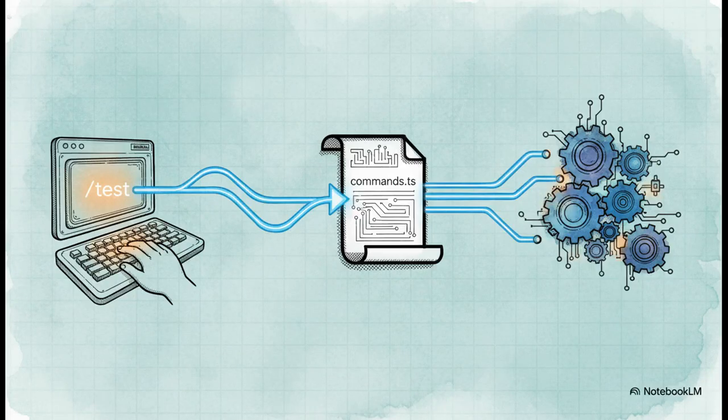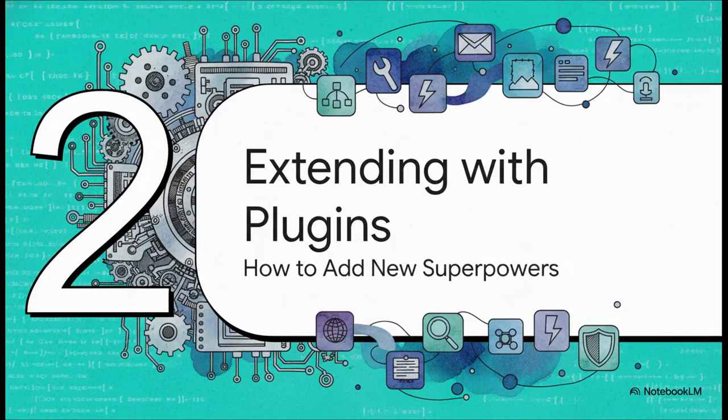And how do we, as developers, talk to this powerful engine? It's all through the command system. Those simple slash commands you're typing, like /test or /commit, those are your entry points. And they're all managed in one central place, commands.ts, which figures out what you want and passes that instruction down to the engine. Okay, so the core engine is powerful, for sure.